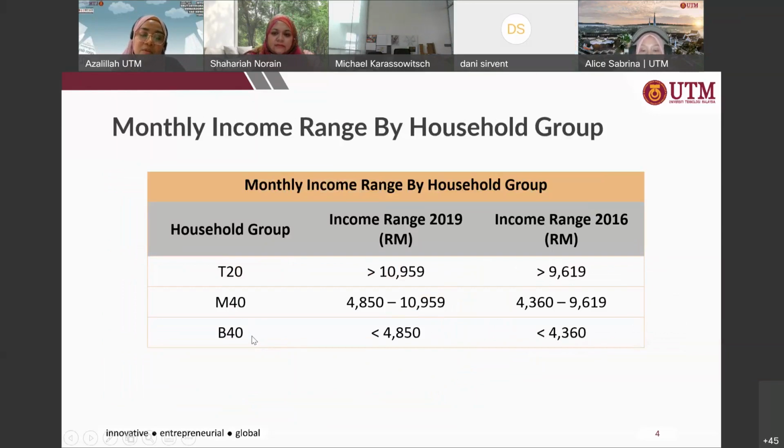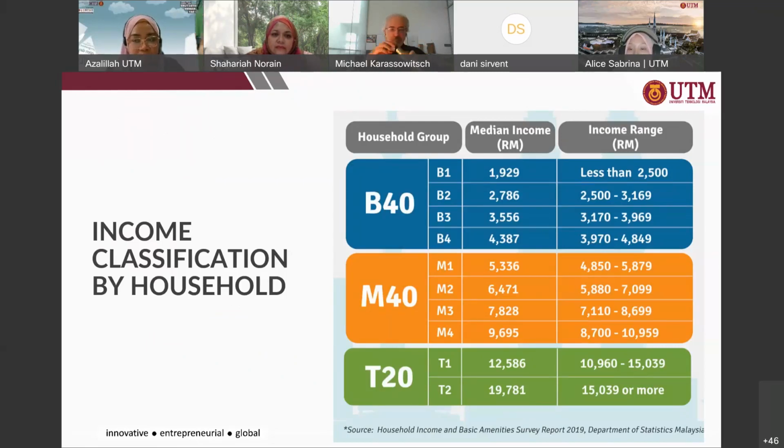Basically, B40 has a household income below 4,850, as of 2019, and M40 has an income range from around 4,000 until 10,000. And T20 is above. I'm not focusing on this group; I'm focusing on B40 and also M40. With these main groups, there are also stages of medians and income ranges. In Malaysia, the B40 is also classified into four groups, B1 until B4, and many Malaysians receive an income of less than 2,500 ringgit.